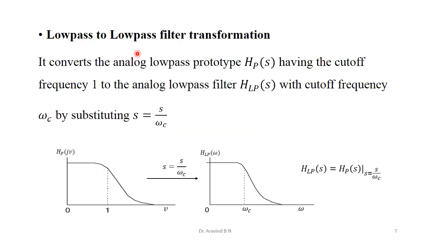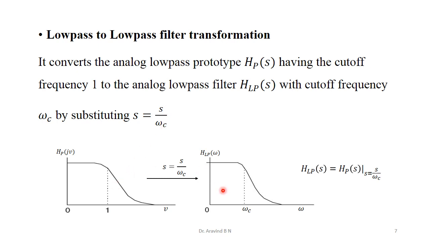Low pass to low pass filter transformation. Let us go through the statement. It converts the analog low pass prototype HP of S, where P indicates the prototype having the cutoff frequency 1, to the analog low pass filter HLP of S, where LP indicates the low pass filter with cutoff frequency omega C, by substituting S is equal to S divided by omega C.